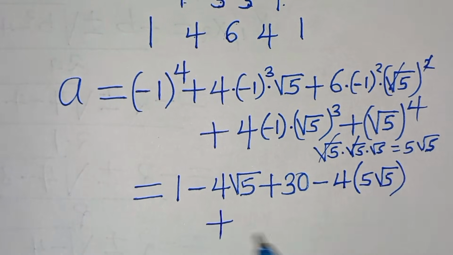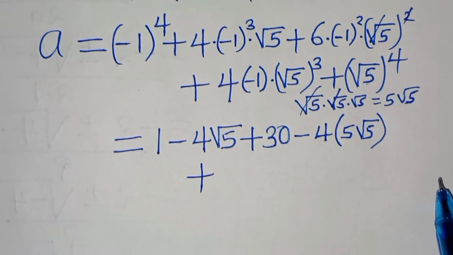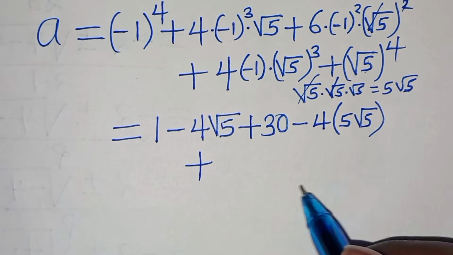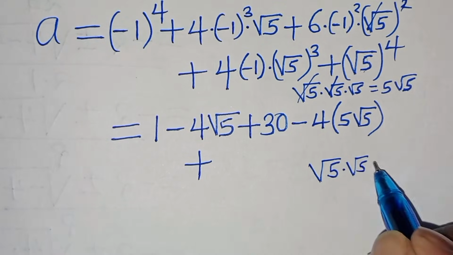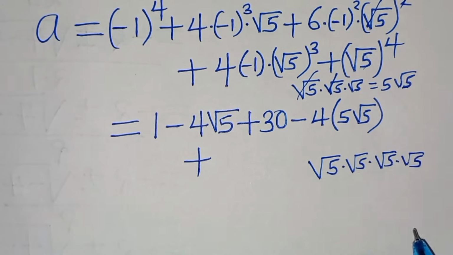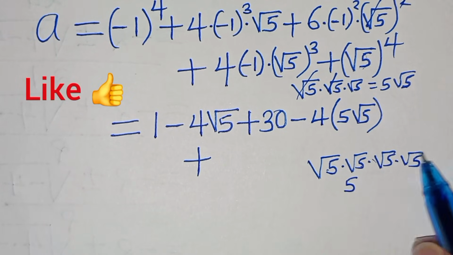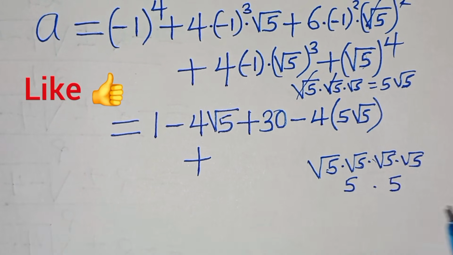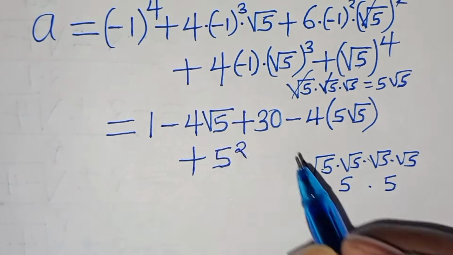Then plus, lastly here we have square root of 5 to the power of 4. This is square root of 5 times square root of 5 times square root of 5 times square root of 5. Square root of 5 times square root of 5, this is 5. Then square root of 5 times square root of 5, this is 5. So this is 5 times 5. This is 5 to the power of 2.